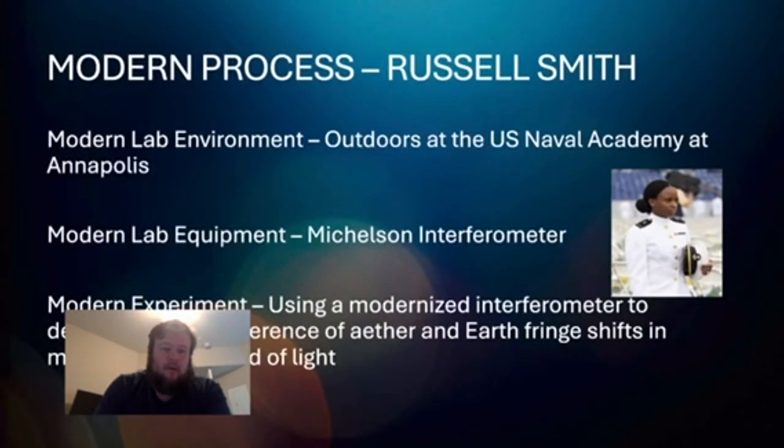For my modern lab experiment, I used the Michelson-Morley experiment. It was held outdoors at the U.S. Naval Academy at Annapolis. The lab equipment was a Michelson interferometer, which is a modernized version of what Fizeau used in his experiment. The modern experiment was using a modernized interferometer to determine the interference of aether and Earth, using fringe shifts in the measurement of the speed of light.